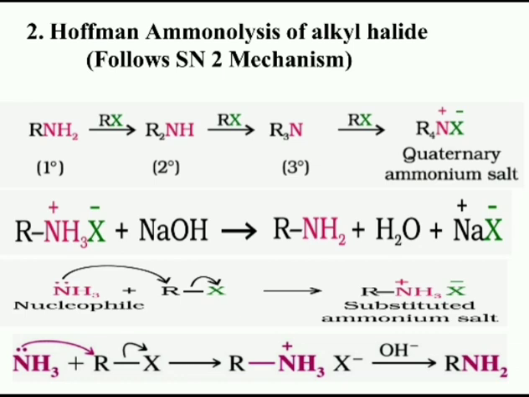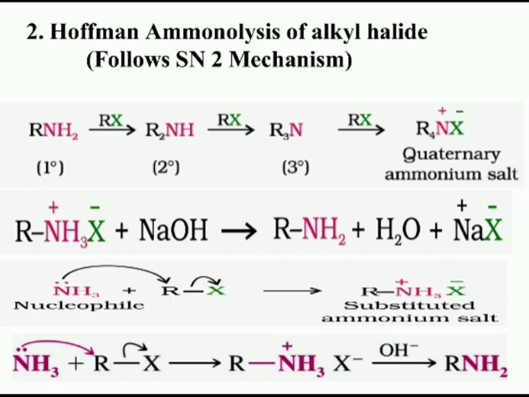Now let us discuss it in detail. Dear students, it follows an SN2 type mechanism in which ammonia acts as a strong nucleophile and attacks the alkyl halide molecules and replaces the halogen, resulting in the formation of quaternary ammonium salt. This reaction is carried out in a sealed tube at temperature 373 Kelvin, or we can say 100 degrees centigrade. The quaternary ammonium salt thus obtained is further reacted with a strong base like sodium hydroxide or potassium hydroxide, and at last we get a mixture of primary, secondary and tertiary amines.